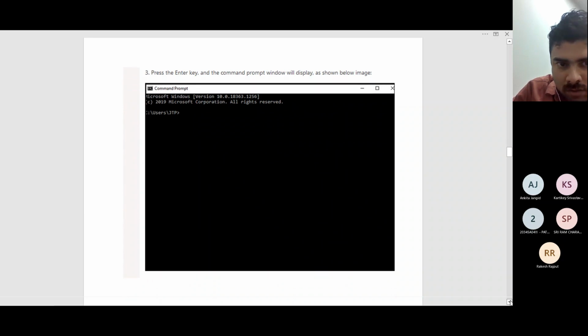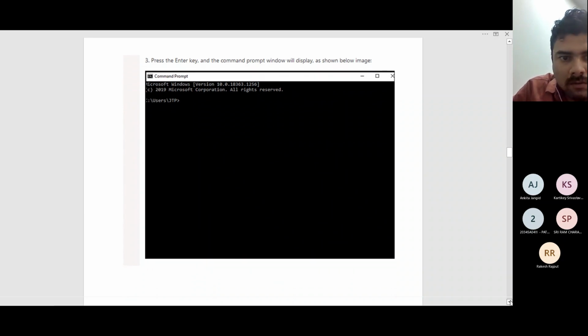Then this window comes. Okay. So this is your basic information about your Windows, Microsoft Windows, 2019 Microsoft. And your JTP. This JTP is your desktop name, laptop name.